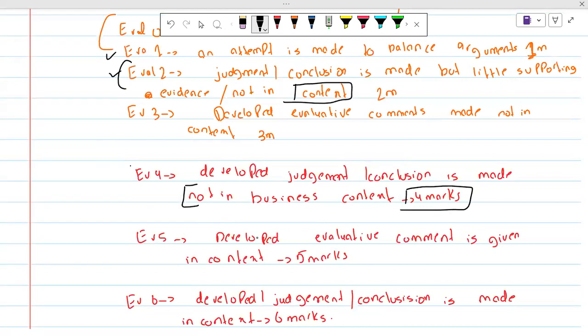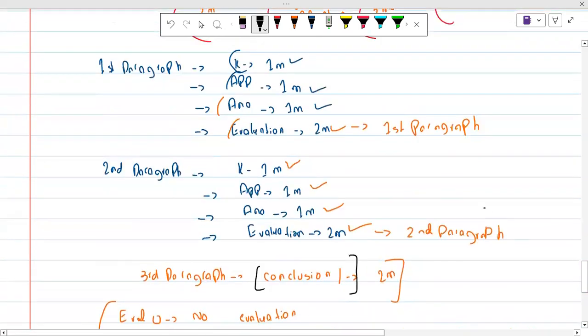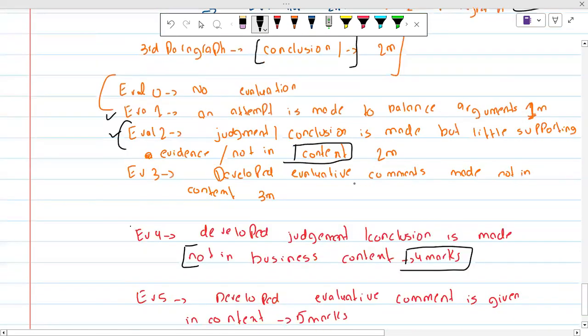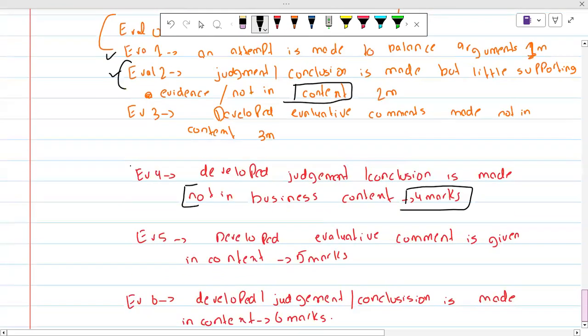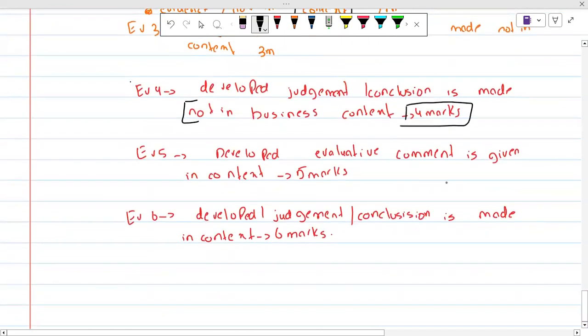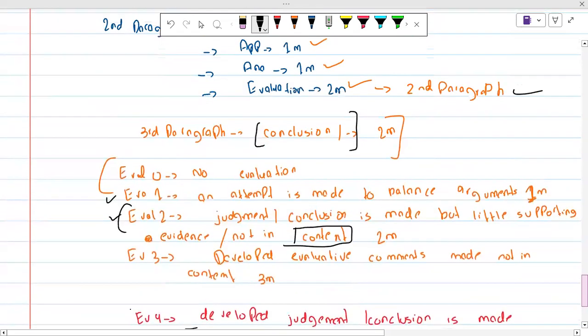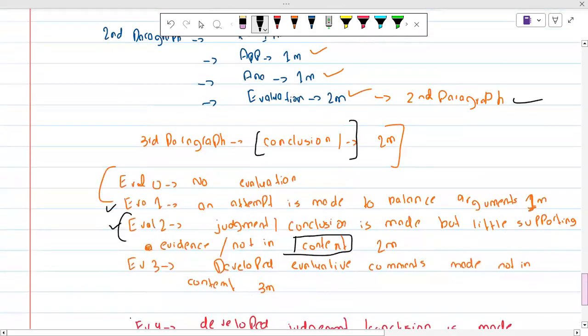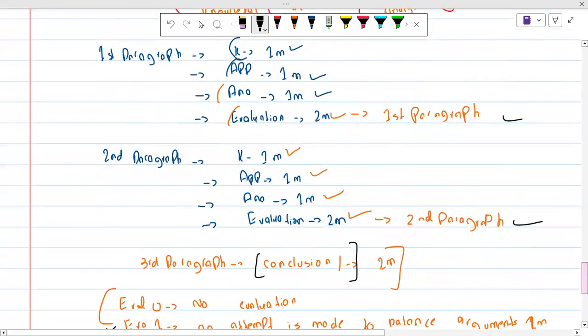In evaluation 5, if you developed an evaluative comment given in the business context. If you developed your evaluative comment, it means that you developed your first paragraph, second paragraph, or third paragraph in the context of the business. So you will get 5 or 6 marks for it. 5 or 6 marks. Okay. So this is how you can write the evaluation, and this is how you will get the marks for your evaluation.